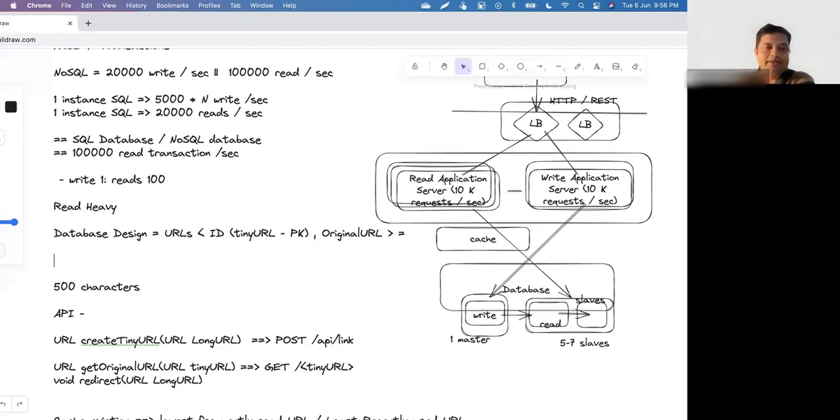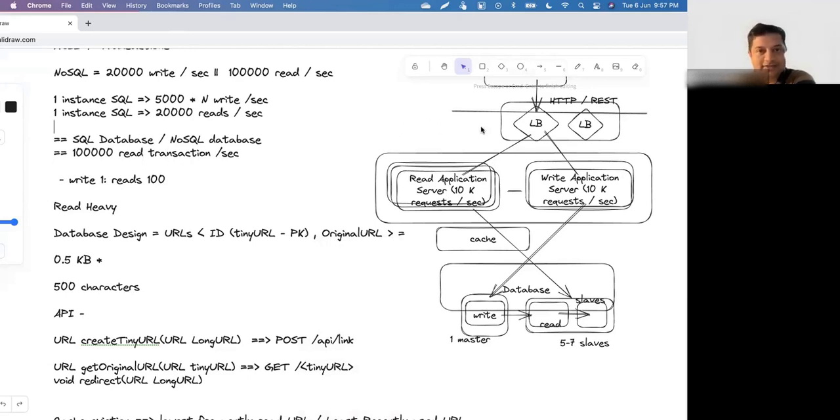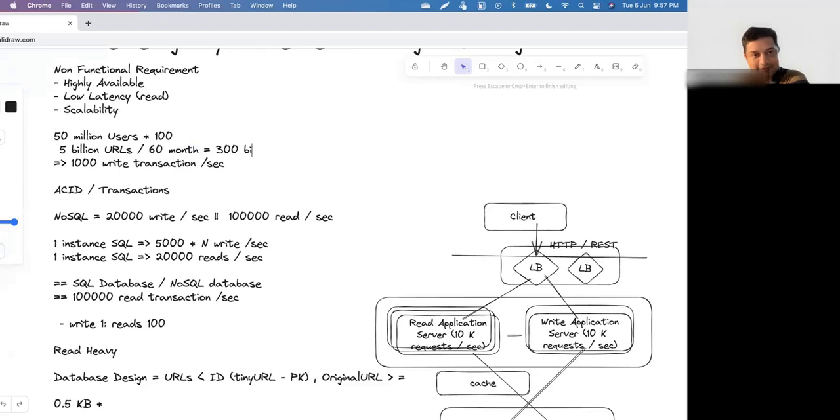So here we say 500 characters. 500 characters means maybe 0.5 kilobytes of data. And we have how many URLs to store? We have 5 billion URLs to store every month. If this application runs for 5 years, you have 60 months, so probably 300 billion URLs, if we design for 5 years.